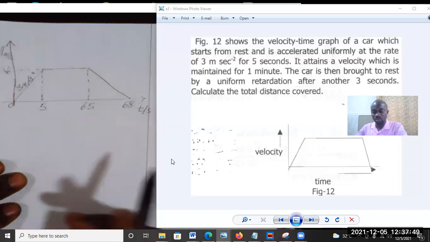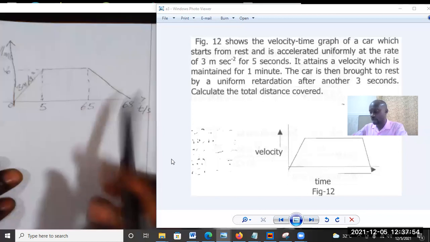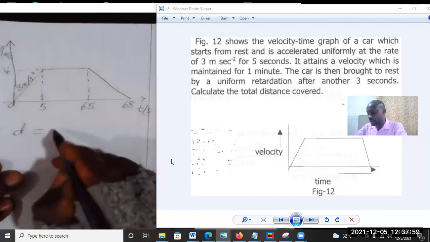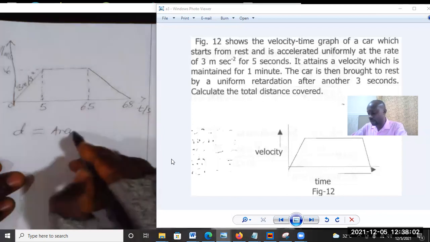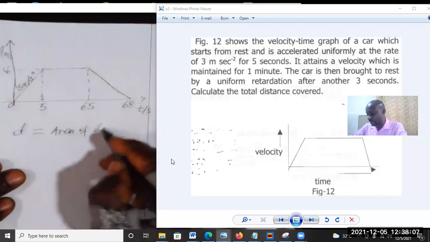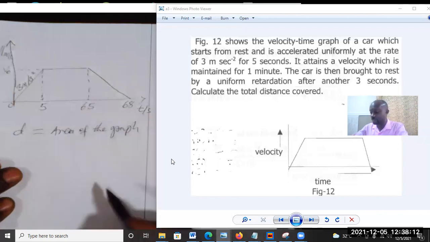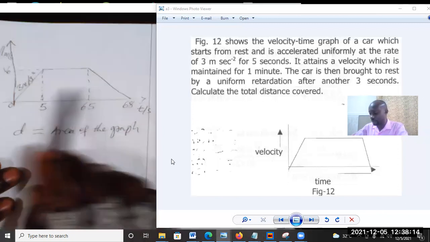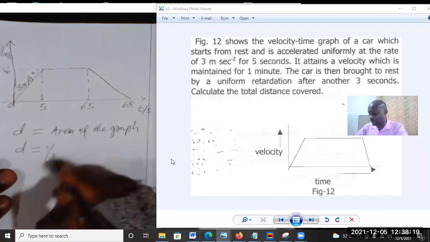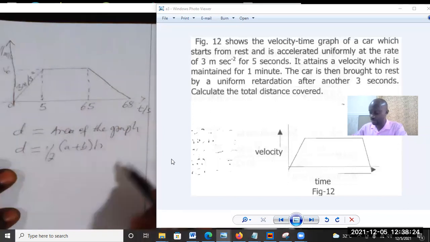The question, calculate the total distance covered. In velocity time graph, a distance is the area of the graph. The area of the graph, and the shape of this graph is a trapezium. So that means we use the area of a trapezium, which is half A plus B times the height. That's the area of the trapezium.